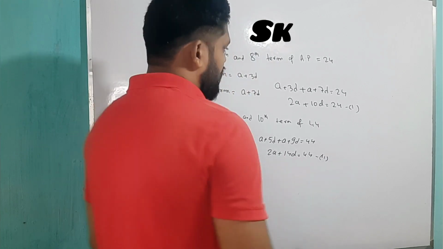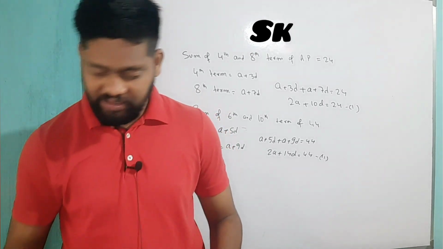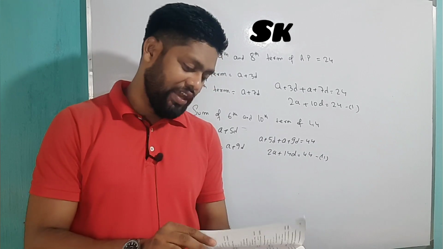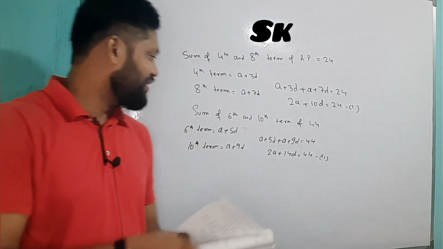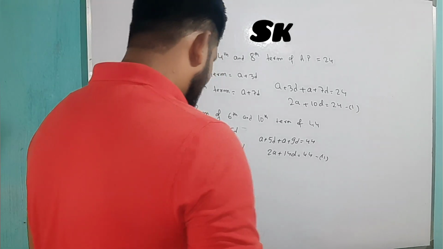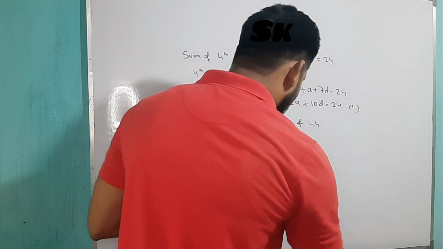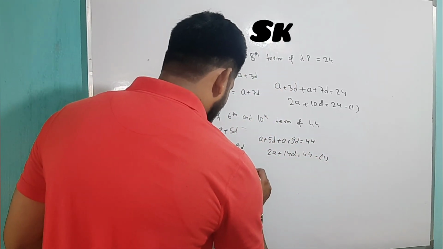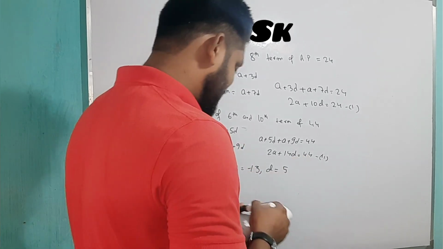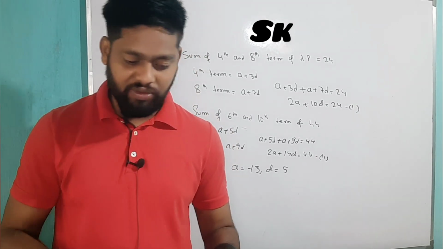Question number 2. Now what I'm going to do? I will take this book, I will see the a value and the d value, and paste it down right over here. But you have to solve these by substitution, elimination, or cross method, otherwise you will get stuck in the exams. So a is equal to minus 13 and d is equal to 5.